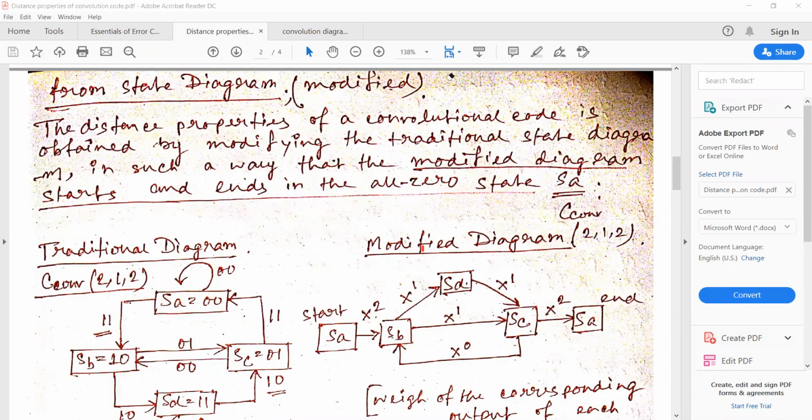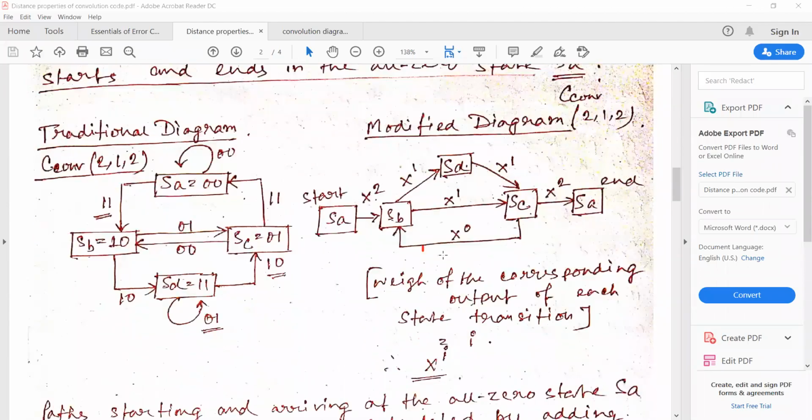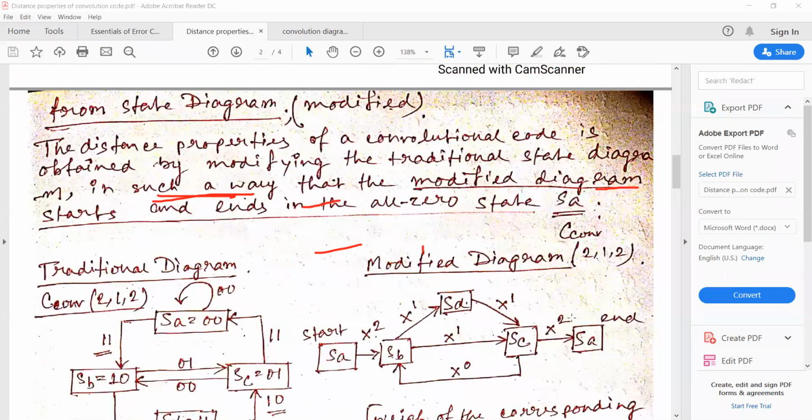So my modified state diagram will start from SA. You can see the modified state diagram starting from SA. This is the start, and as you can see, it starts and ends at the all 0 state, that is SA also, because SA equals 0 0, the all 0 state. So the first condition is satisfied. So what is that?